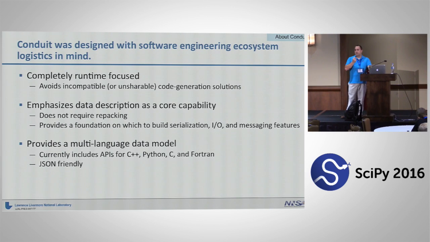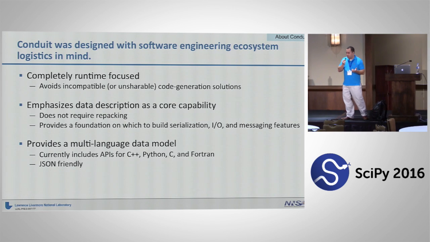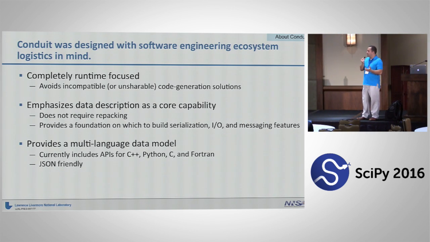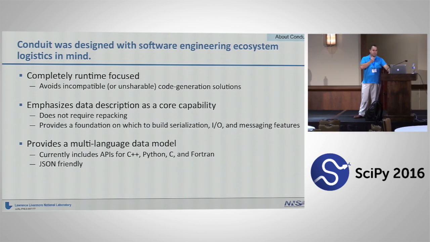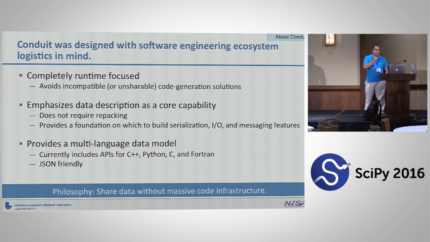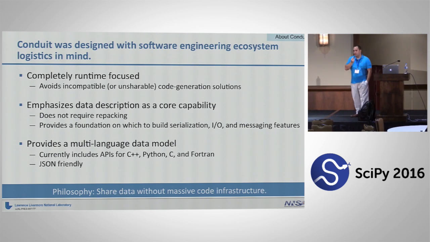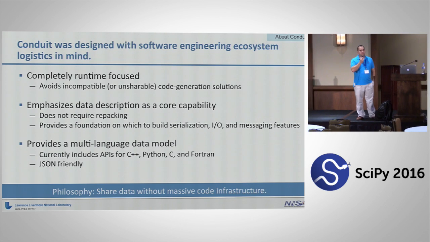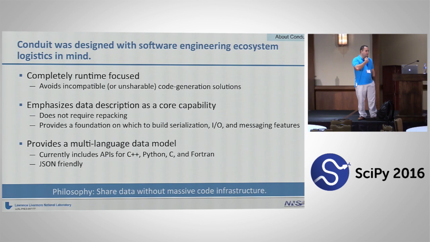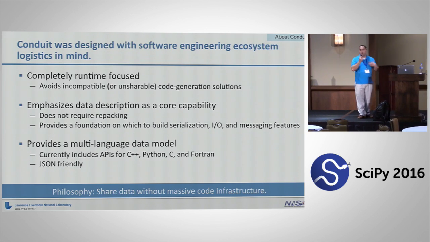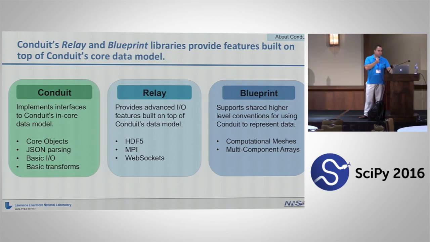And again, it's a multi-language data model. C, C++, Python, and Fortran are our current targets. But it's JSON friendly. All of our print statements, all of our things to and fro are JSON, if it's text, I should be clear. All right, and the philosophy again is to share your data without massive code infrastructure. So a small library, not lots of magic, and built to respect the software engineering complexities that exist in our program and that exist in many other places.